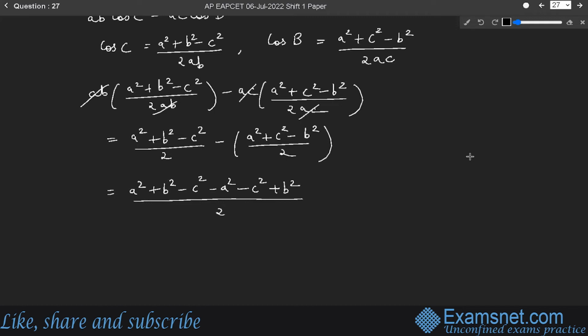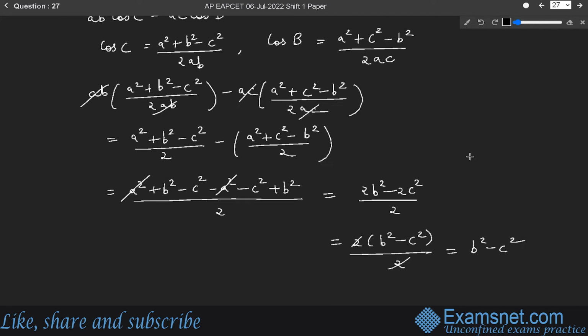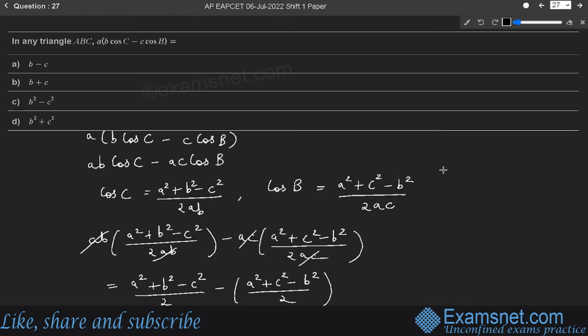You can see that here a square and minus a square will be cancelled and the remaining terms will be 2b square minus 2c square divided by 2. Taking 2 common, it will be b square minus c square divided by 2, 2 and 2 will be cancelled. So it will be equal to b square minus c square. Therefore, we can say that the value of this particular expression is b square minus c square, which is option number C here. I hope this question is clear to you. All these questions are very, very simple.